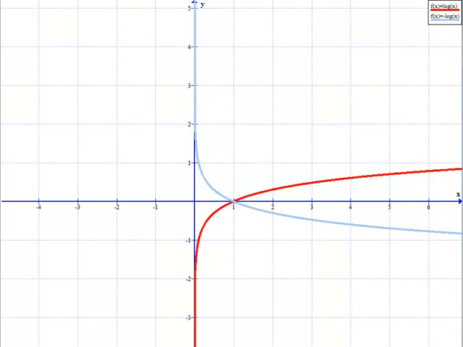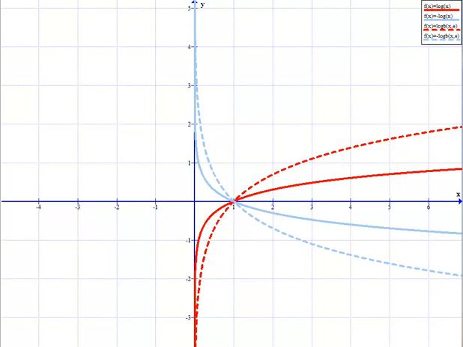We can do the same thing with log base e of x. Here is the graph of log base e of x. And now we'll take the opposite of log base e of x. So the opposite of log base e of x is just a reflection of the graph about the x-axis.